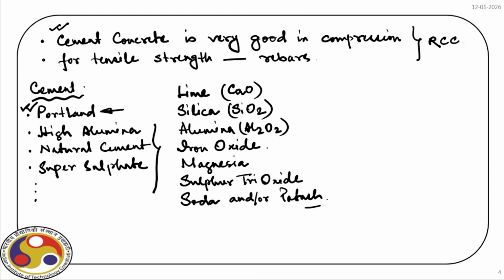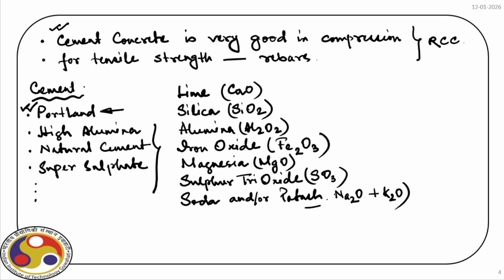Let us just quickly go through the different components. So iron oxide, Fe2O3, then magnesium oxide, MgO. Iron oxide we have already mentioned. Then sulfur trioxide, SO3, and then Na2O plus K2O. Now these are the different compounds.